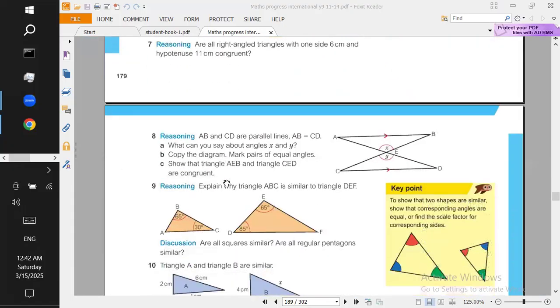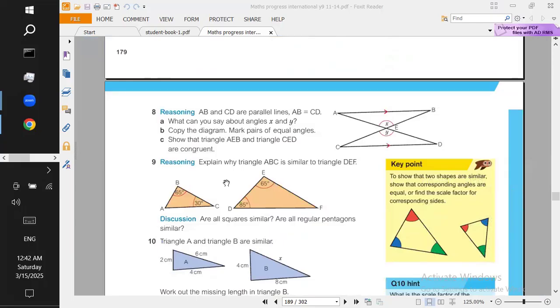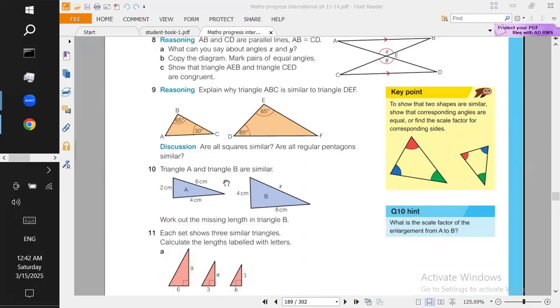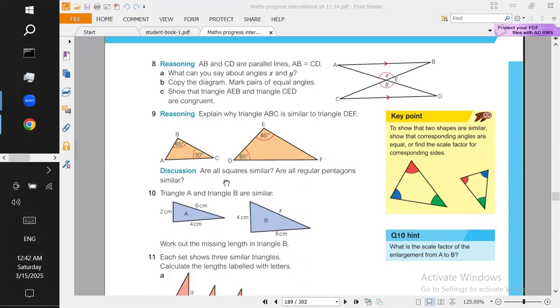Next questions will be about similar triangles and how to find out the missing sides. So I'm going to stop the video here. That's it for these congruent triangles. In the next video, we're going to talk about similar triangles and how to use them to solve problems and how to find the missing lines using similar triangles.